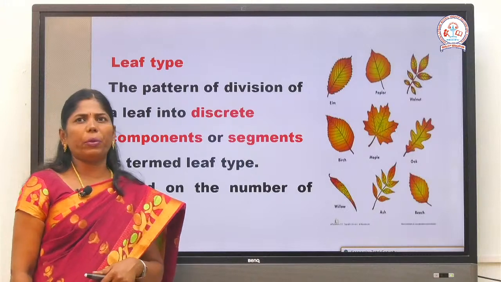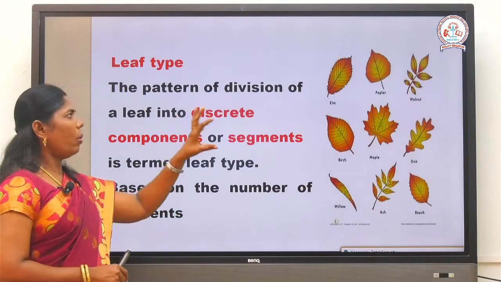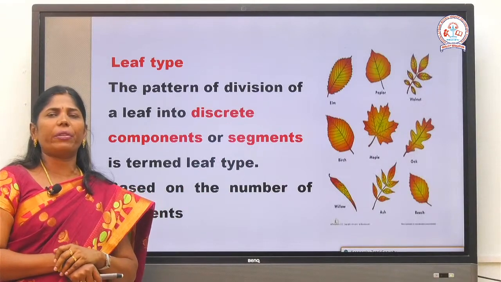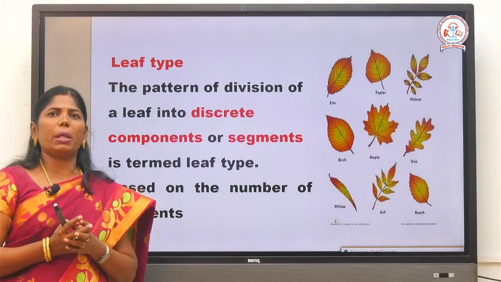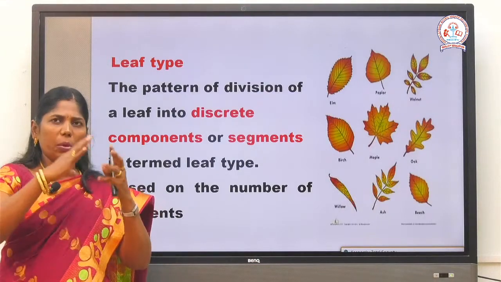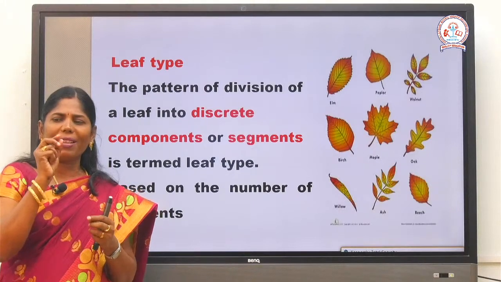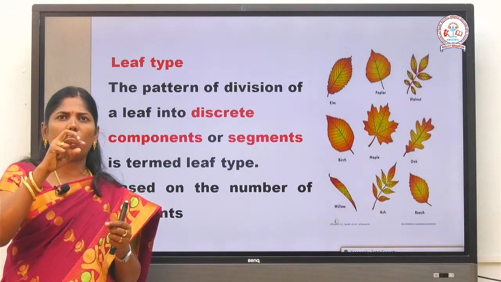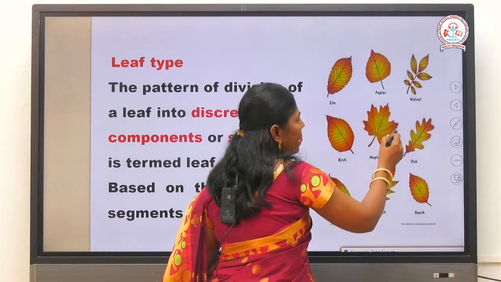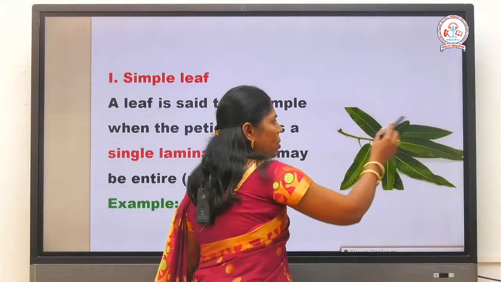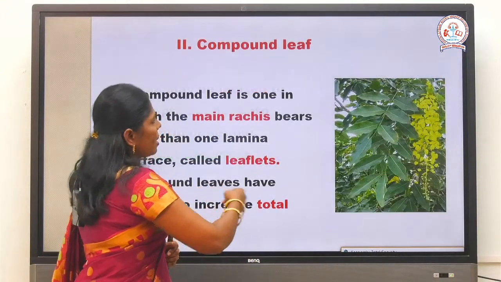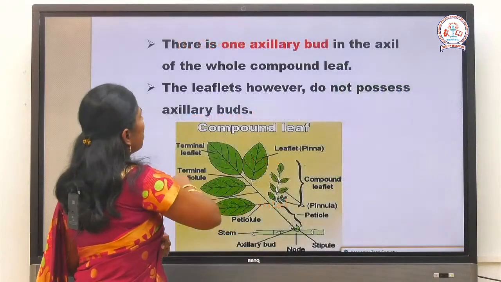Next, leaf type. Actually, lamina: we already studied the shapes of the lamina. What about leaf type? Leaf type means the leaf may be entire, or it may be a discrete or compound leaf. Entire leaf means the leaf is whole, so we call it entire. If the leaf is divided into discrete components or segments, as we can see here, with so many segments, that is called incised. Actually, that is considered incised.